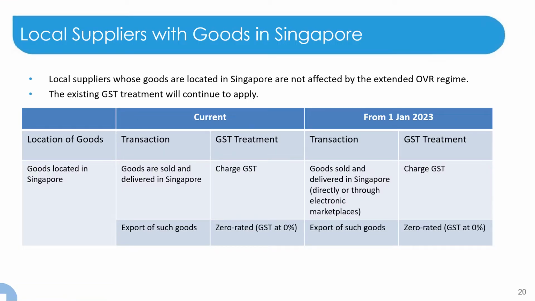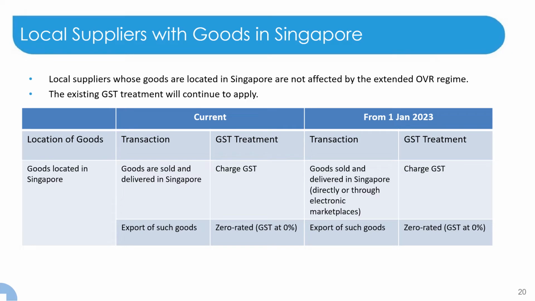Local suppliers with goods located in Singapore are not affected by the extension of the OVR regime. The existing GST treatment applies. For goods located in Singapore and sold and delivered in Singapore, the current GST treatment is to charge GST at the standard rate. Goods exported may be zero-rated, subject to the supplier obtaining all the export documents as required in our e-tax guide on exports.